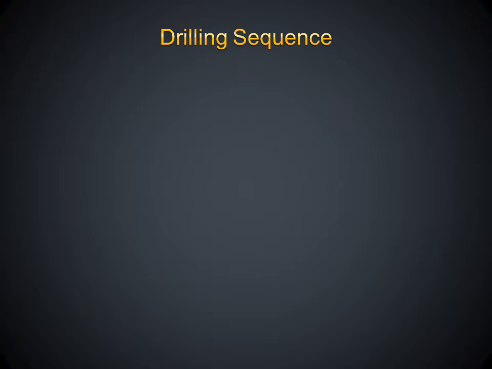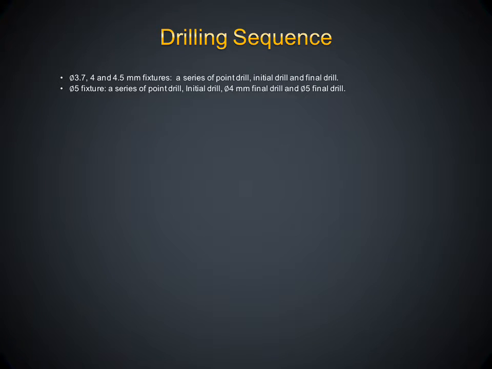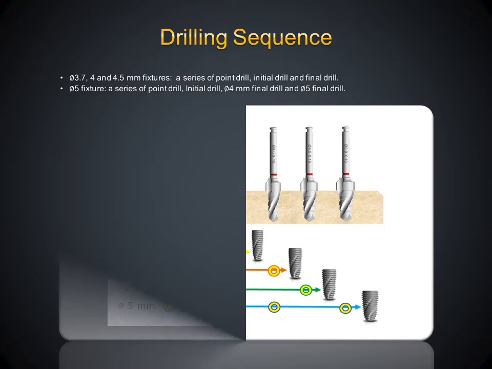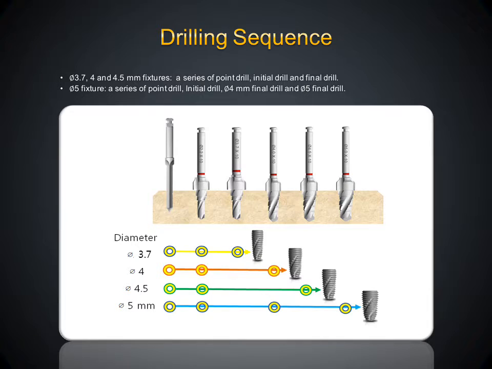The drill sequence is simple and minimized. The sequence for diameter 3.5, 4, and 4.5 mm fixtures is a series of point drill, initial drill, and final drill. The sequence for diameter 5 fixtures is a series of point drill, initial drill, diameter 4 mm final drill, and diameter 5 final drill. Diameter 6 mm fixtures are recommended as a replacement for failure of a diameter 5 fixture.